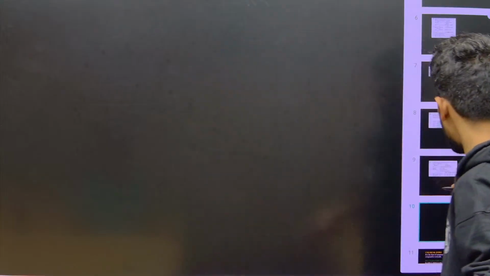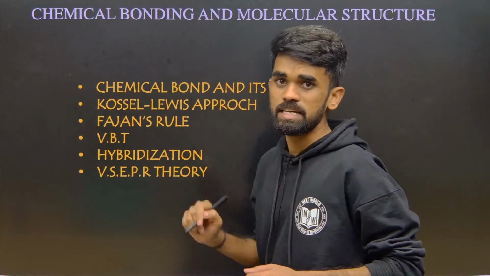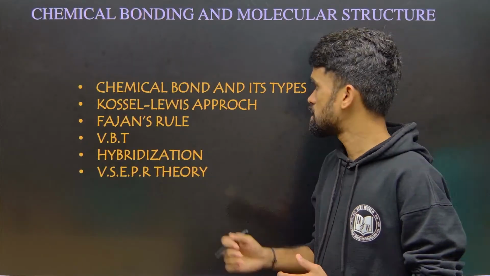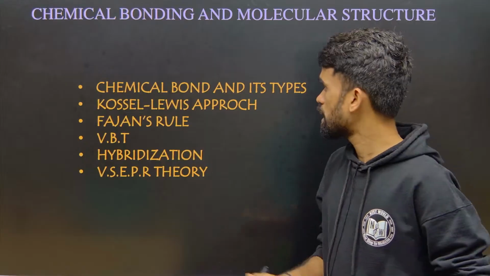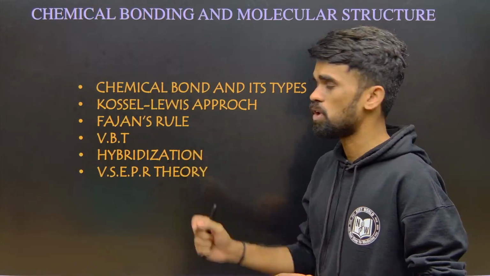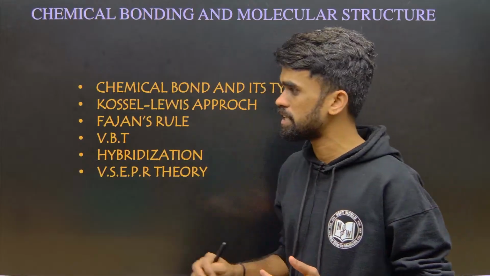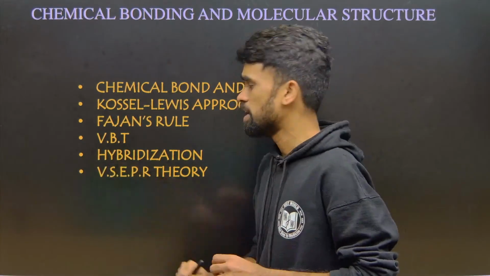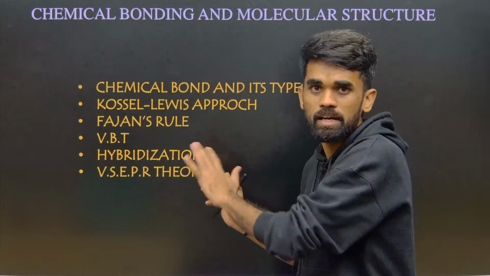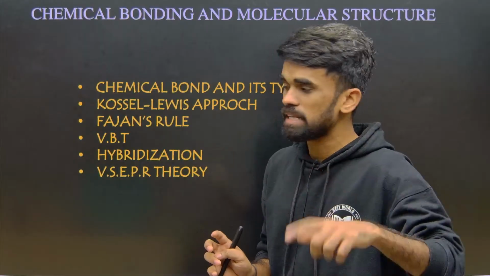So what are the things I am going to cover today? I will be discussing what exactly a chemical bond is and its types, and the basic approach towards how molecules have their shapes. What is this fundamental Kossel and Lewis dot structure approach? Next, Fajans' rules. Next, I will be explaining hybridization and Valence Shell Electron Pair Repulsion theory, in short VSEPR theory. If you are done with this, mostly the questions from this chapter will be covered from only this session. One more topic, molecular orbital theory, will be in the next session.